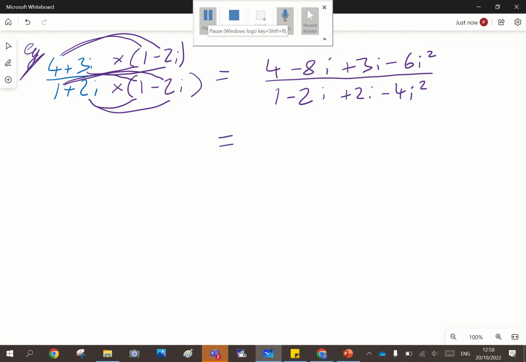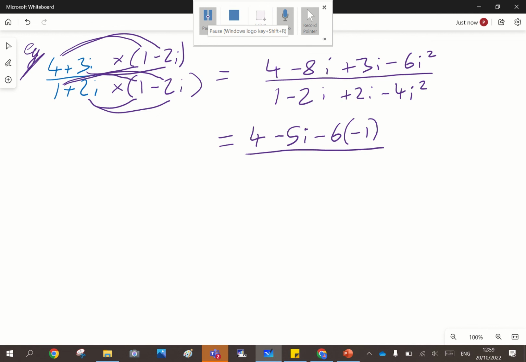Okay, so that's the two parts of the fraction multiplied out, and now we're just going to simplify it down. Looking at the top, 4 is the only real number there, so I'm going to leave that as 4. There's nothing for it to go with. Whereas I got -8i + 3i, and that's going to give me -5i. And then I got -6i squared. -6 goes down as -6, but remember, anytime I see an i squared, you're changing that i squared to be a -1.